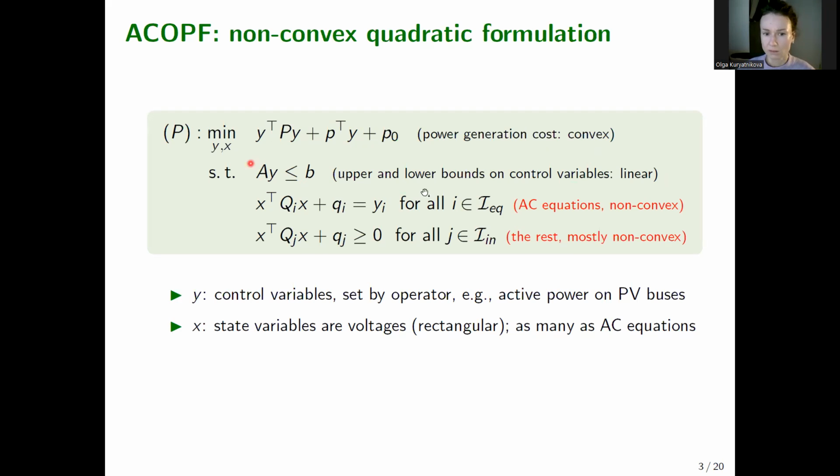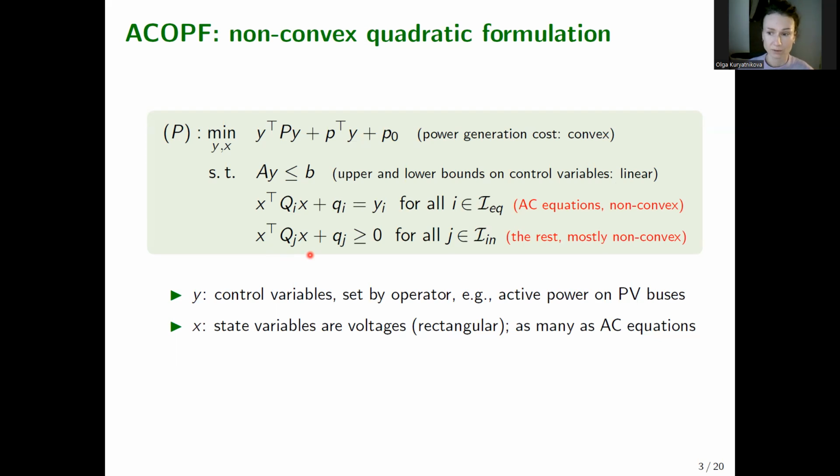And we also know limits on these things, so we want them to be set within certain limits. This is also easy. And then the hard part comes. The hard part comes from the fact that power and voltage are all nonlinearly related to each other.